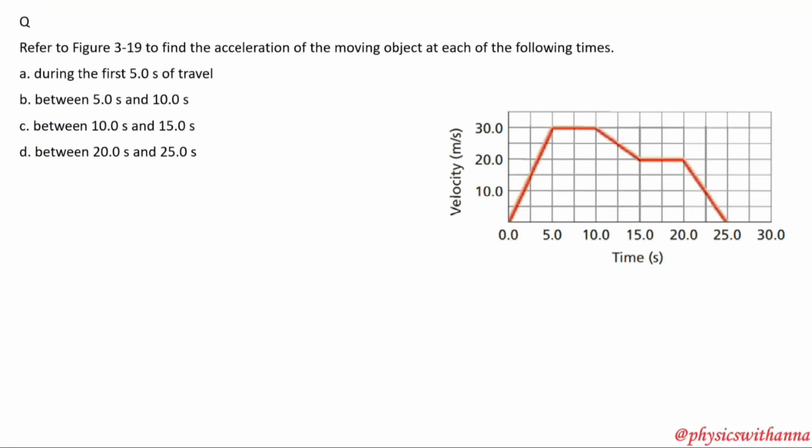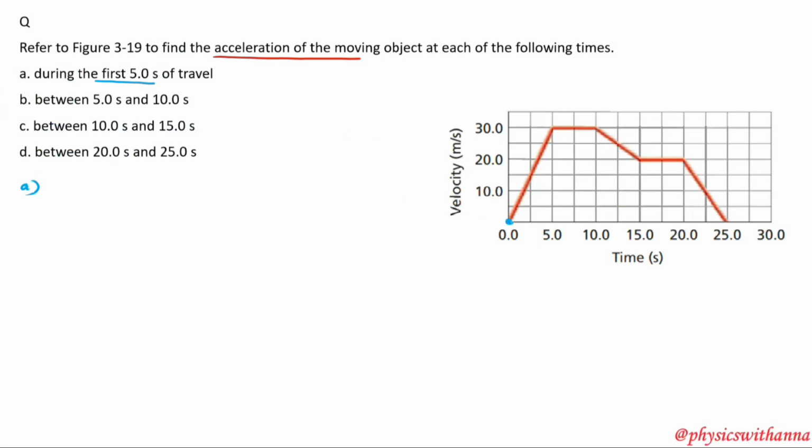Now let's try another similar question. Refer to figure to find acceleration of the moving object at each of the following times. So we need to find average acceleration for part A to D. Let's start with part A. In part A, we need to find acceleration during the first 5 seconds of travel. First 5 seconds means starting from 0 and going until 5 seconds.